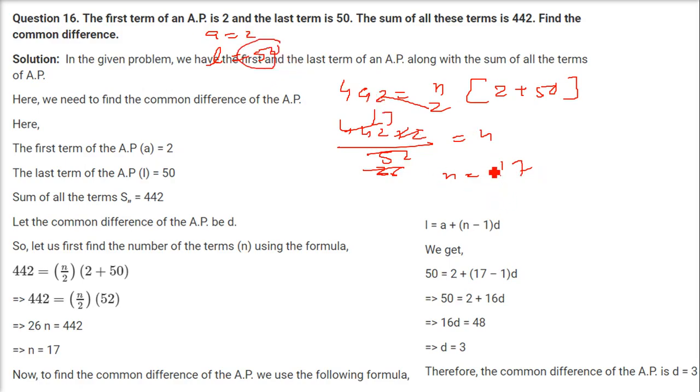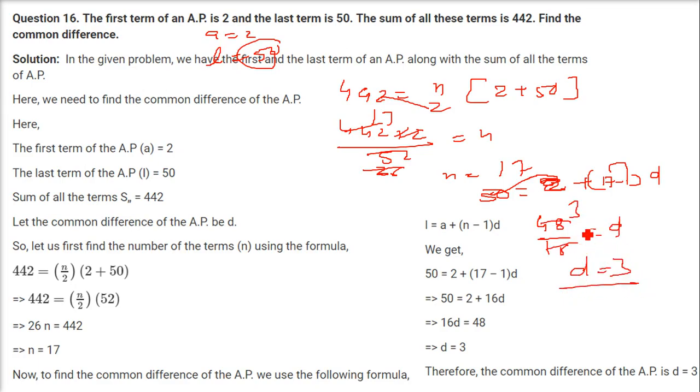The last term is also known. Let us find out the d. So 50, the nth term, is equal to a plus n minus 1 into d. A is 2 plus 17 minus 1 into d. So here we are finding d. So 50 minus 2 is 48, and this is going to be 17 minus 1, which is 16. So 16 I divide, so this is going to be 3. d is going to be 3.